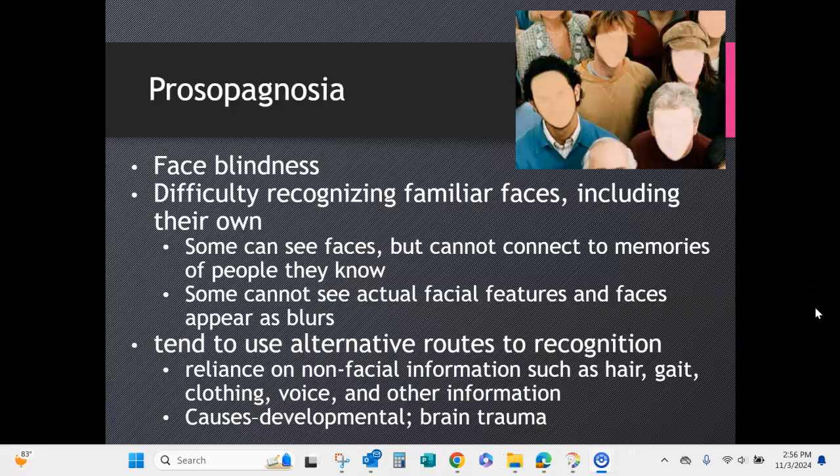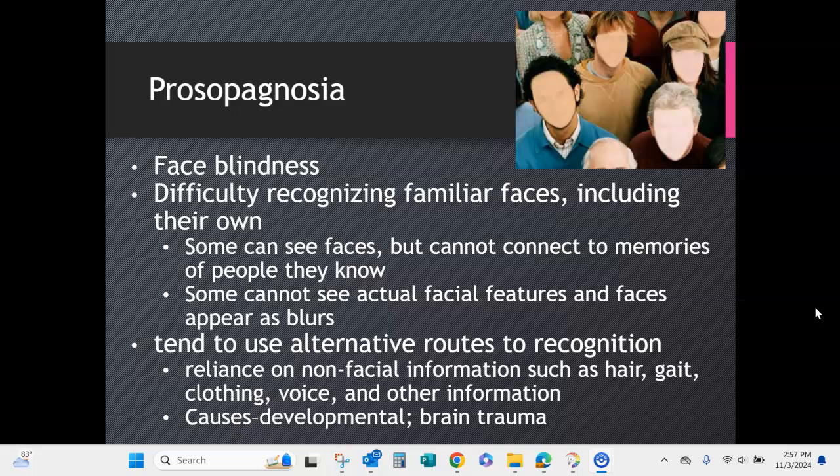We're going to finish here with two specific types of visual disorders. Prosopagnosia, which is more commonly known as face blindness, is when a person has difficulty recognizing familiar faces, sometimes including their own. And there are varying types. Some people can actually see faces, like facial features, but they just cannot connect them to memories of people they actually know, including themselves. Others cannot even see facial features, and faces just appear as blurs.